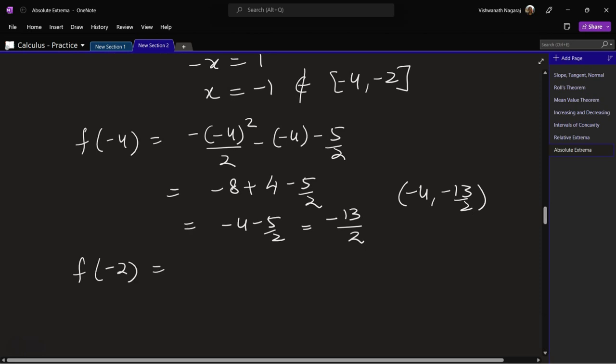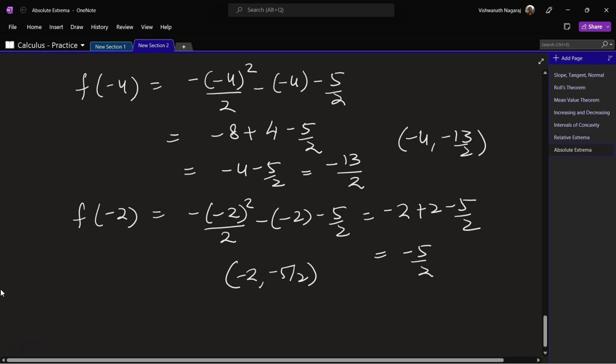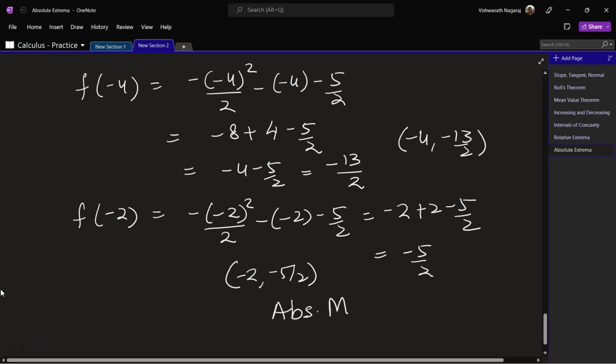So f of minus 2 is going to be minus 2 square by 2 minus 2 minus 5 by 2, which gives us minus 4 by 2, that is minus 2 plus 2 minus 5 by 2, which gives us minus 5 by 2. So the point is minus 2 comma minus 5 by 2. Which of these is lower, or whichever is higher, is the maximum. Here minus 13 by 2 is going to be minus 6.5. This is minus 2.5, so this is higher. So this is going to be absolute maxima, and this is going to be absolute minima.